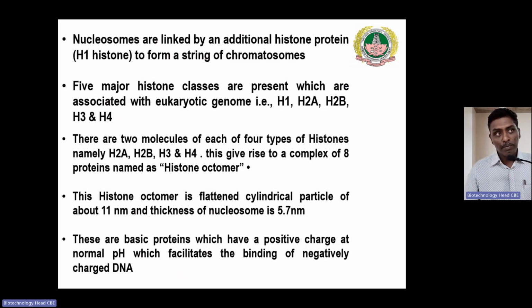Five major histone classes are associated with the eukaryotic genome: H1, H2A, H2B, H3 and H4. There are 2 molecules of each of four histones, namely H2A, H2B, H3 and H4. This gives rise to a complex of 8 proteins named the histone octamer. This histone octamer is a flat, cylindrical particle of about 11 nanometers, and the thickness of the nucleosome is 5.7 nanometers. These are basic proteins with a positive charge at normal pH, which facilitates the binding of the negatively charged DNA molecule.